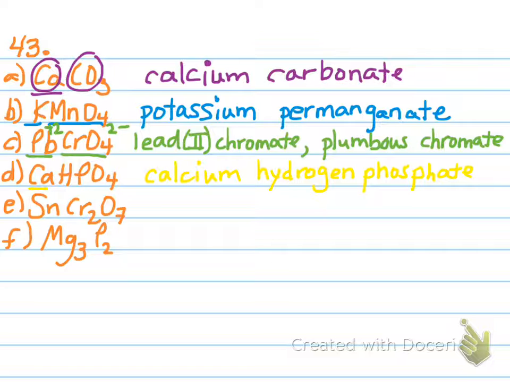Letter E, we have SnCr2O7. Sn is a metal, so this is an ionic compound. Is Sn in a tall column or short column? Again, it looks like it's in a tall column, but it's underneath that heavy stair step line, which means I need to look at my helper sheet. Sn is tin. Tin is on my helper sheet, and it has more than one possible charge.